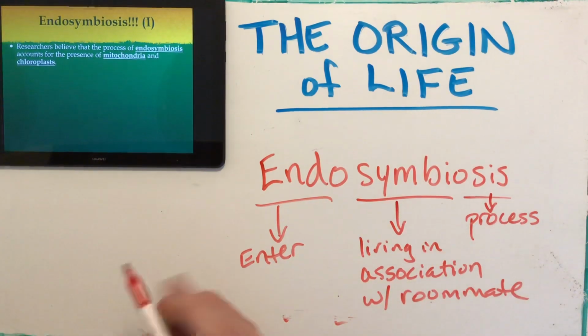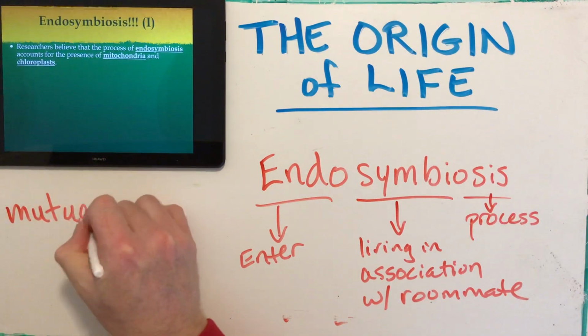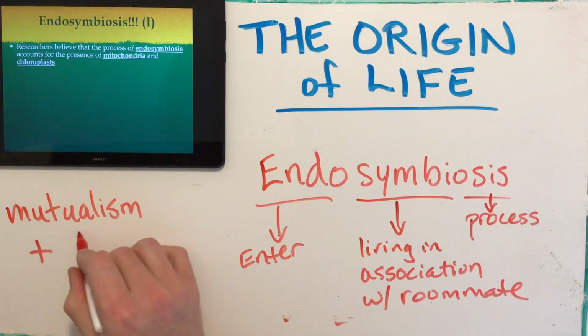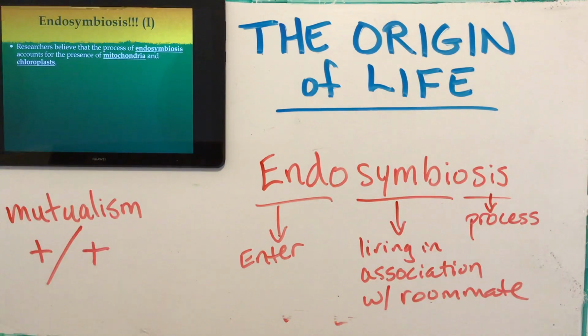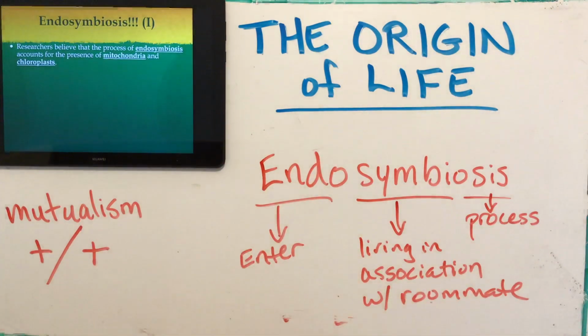We're going to focus on one of them. The symbiotic relationship that we're going to look at is mutualism. Mutualism is where the 2 things live together, and organism A receives a benefit and organism B gets a benefit as well. The other 2, if you're wondering, are parasitism, where one gains and one loses, and commensalism, where one gains and the other's unaffected. But this one was a mutualistic one, all right? So researchers believe that the process of endosymbiosis accounts for the presence of mitochondria and chloroplasts, all right?